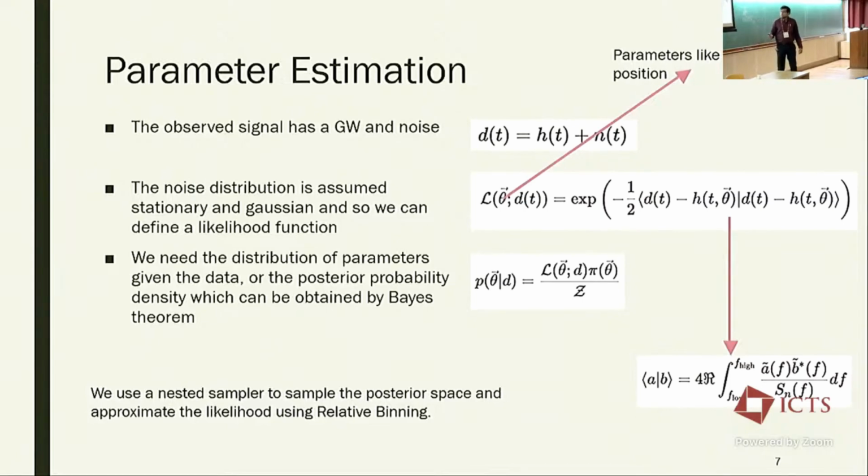So that's why we use various sampling techniques, and for my work I use a nested sampler called Dynasty to sample this posterior distribution. I won't exactly go into the details of how we do this. And also we had to approximate the likelihood, because this exact likelihood is very expensive to calculate. We use something called relative binning to approximate this likelihood, and that makes the problem more computationally feasible.